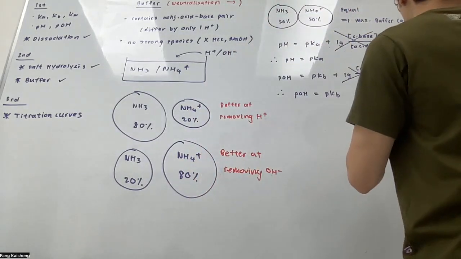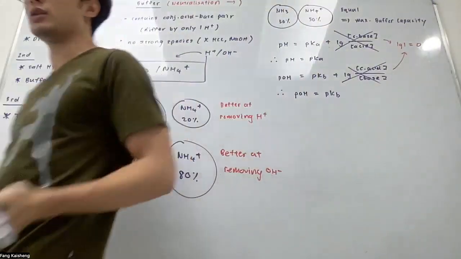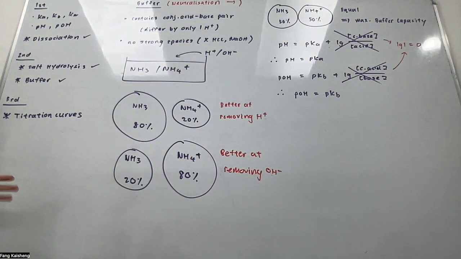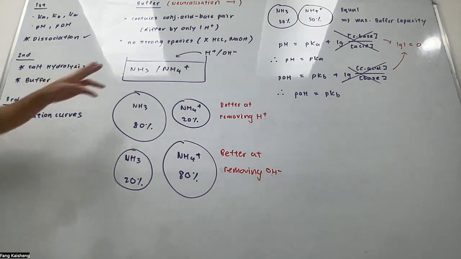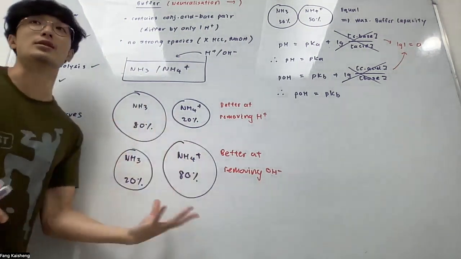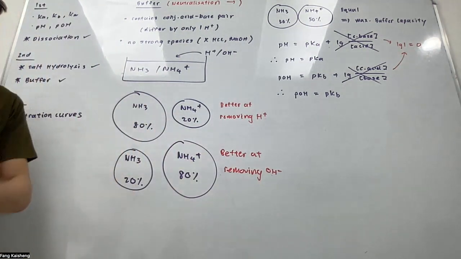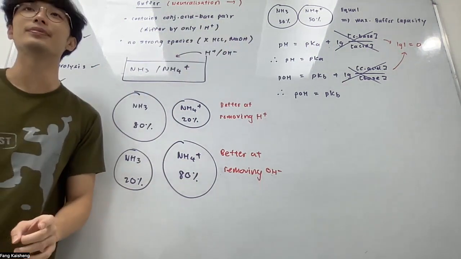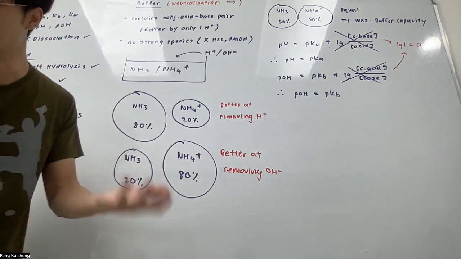Is this portion difficult? No, that's pretty much it. Let me repeat it. Last lesson, I told you a buffer must contain a pair. But today we looked at the proportions of each. The best proportion is when they are the same. Once done with this, turn over to the next page.